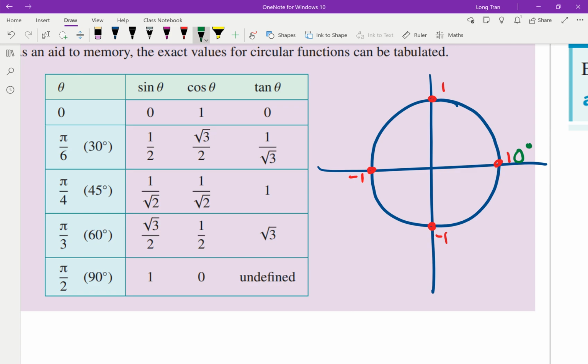So I'm going to draw on the diagram. Say this is 30 degrees. Okay? From here to here is 30 degrees. Radians talks about the distance. So the distance I've traveled from here to here is pi on 6. That's what they're trying to say. So pi on 6 or 30 degrees: the angle's 30, pi on 6 is the distance.